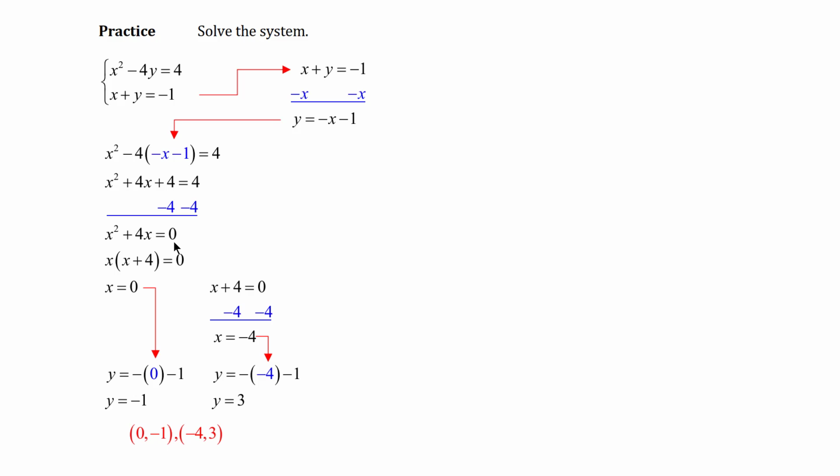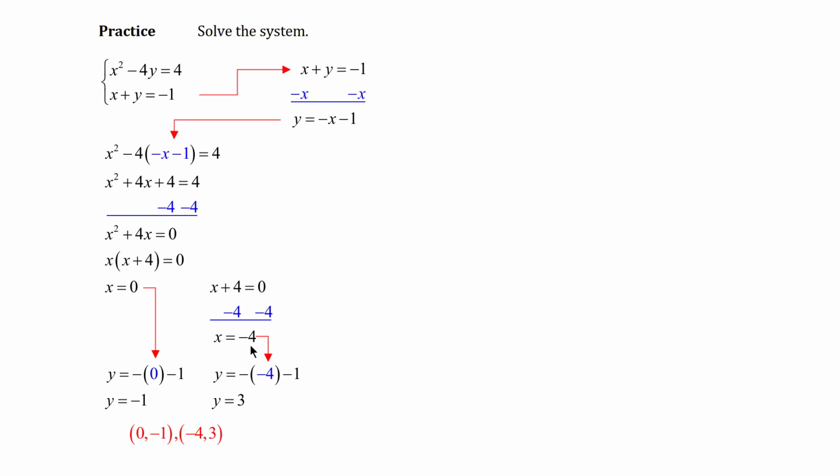From here, we can factor out a common factor of x. The result is x times (x plus 4) equals 0. Next, we apply the zero factor property. We get x equals 0 and x plus 4 equals 0. Solving the second equation for x, we just subtract 4 from both sides. The result is x equals negative 4.